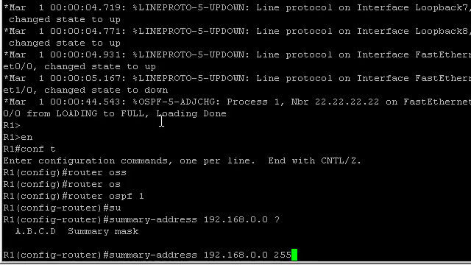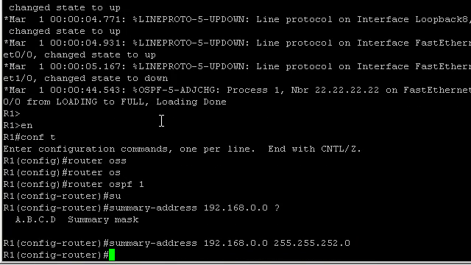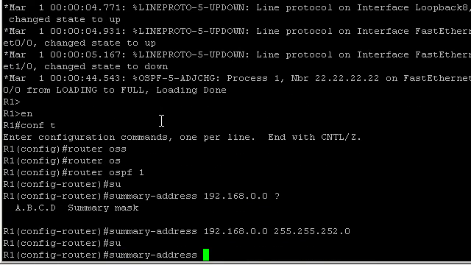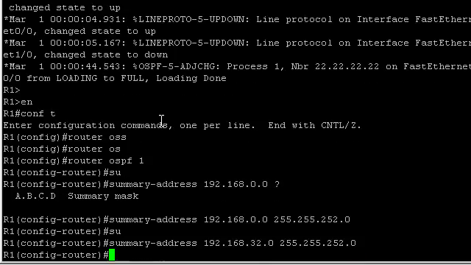So that's 255.255.252.0 for /22. And for the other range, summary-address 192.168.32.0 255.255.252.0. That's a /22 as well.